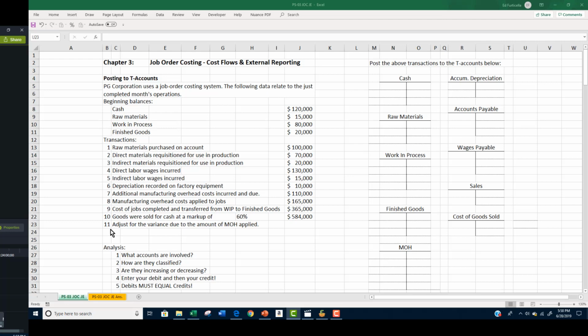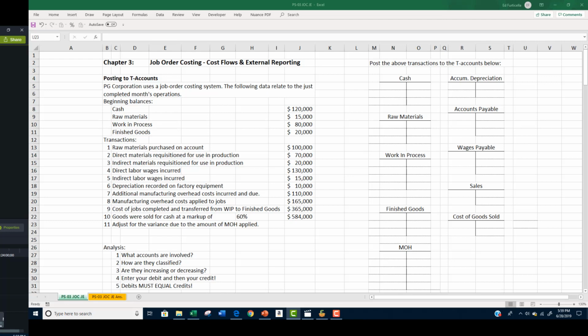Problems like this will always give you beginning balances for the permanent accounts as they have right here. If the balances are not presented in this type of format, you'll probably be given a previous period's balance sheet with all the balances listed.